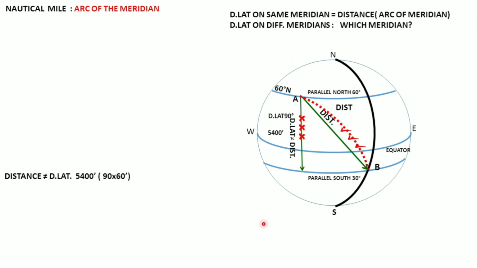As I said, which meridian should I have taken? So I have drawn this as a meridian. And now I can bring this meridian up here and measure it. And as you can see, the distance is definitely greater than the D lat. If you look at it as a plain triangle, this is the hypotenuse, so that will be bigger than either side.